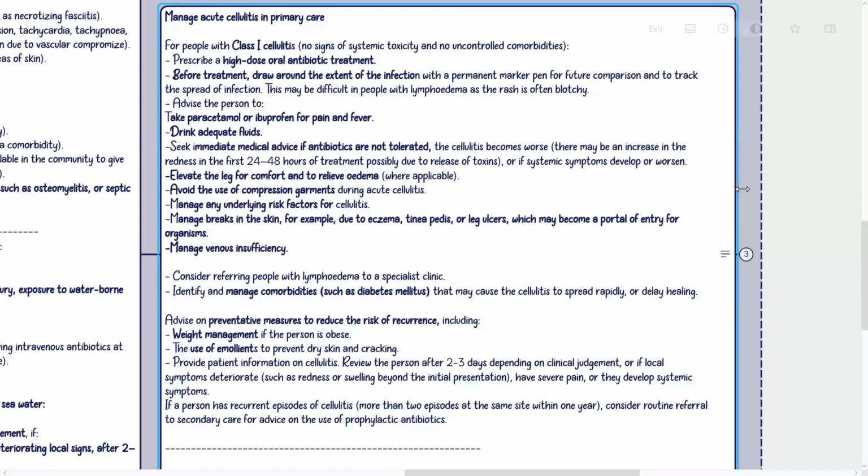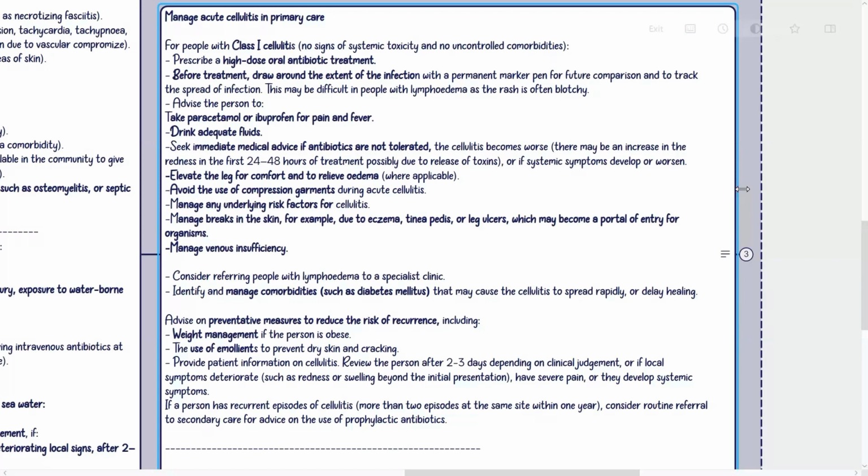Manage any underlying risk factors for cellulitis. Manage breaks in the skin, for example, due to eczema, tinea pedis, or leg ulcers, which may become a portal of entry for organisms. Manage venous insufficiency. Consider referring people with lymphedema to a specialist clinic. Identify and manage comorbidities, such as diabetes mellitus, that may cause the cellulitis to spread rapidly or delay healing. Advise on preventative measures to reduce the risk of recurrence, including weight management if the person is obese, and the use of emollients to prevent dry skin and cracking. Provide patient information on cellulitis.